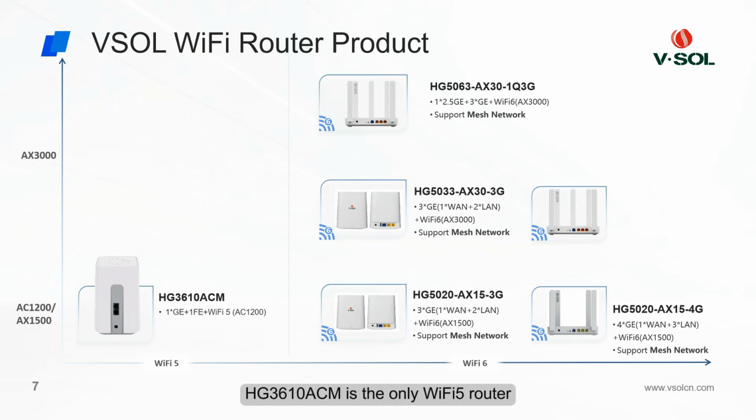The HG3610ACM is the only Wi-Fi 5 router that provides one WAN port and one FE port, with Wi-Fi connection speed of 1200 Mbps. We have 3 types of Wi-Fi 6 routers.